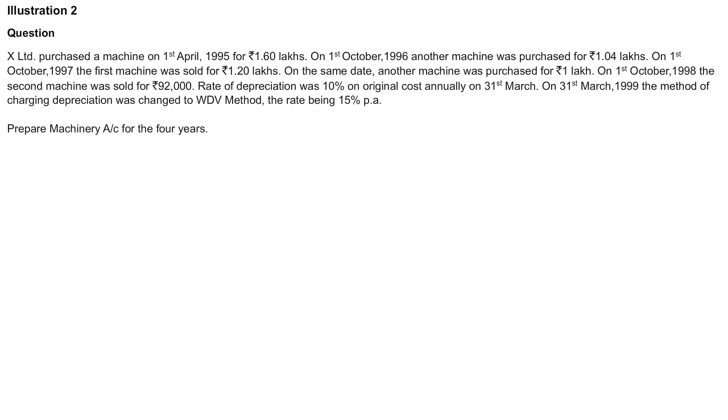Now, this is a combination of purchase as well as sale of asset before the end of the year, and it also includes change in the method of depreciation. So, all in all, you will learn all those things in one question.